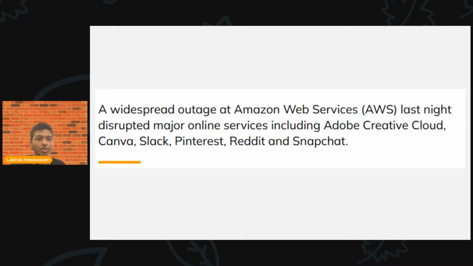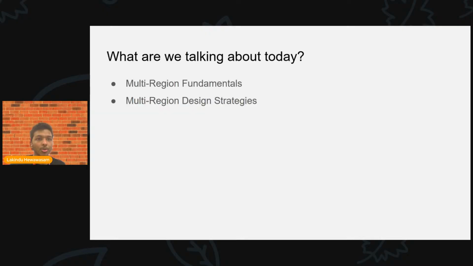So when you have outages like this happening in the industry, it's common to think about how you can handle such failure scenarios. When you build systems, what should you consider? Basically, how do you handle multi-region architectures and multi-region systems? And when things go wrong, how do you ensure that your customers are able to access your systems with minimal downtime? So that's basically what the talk is about.